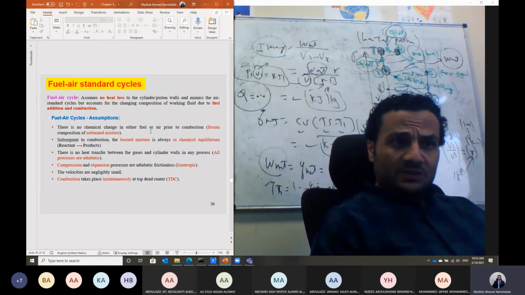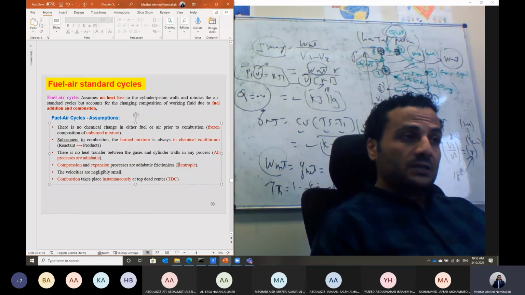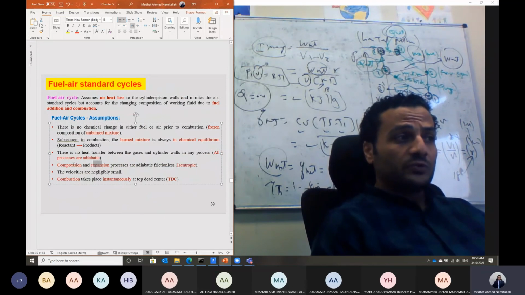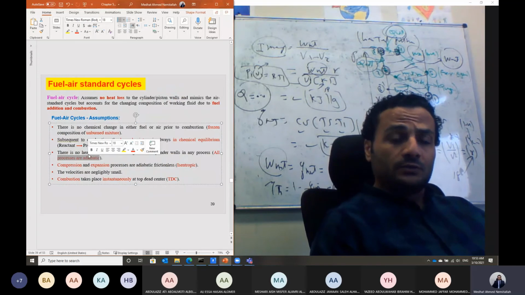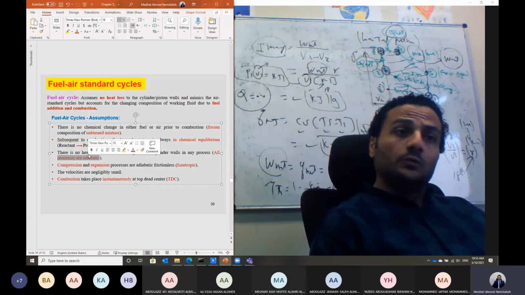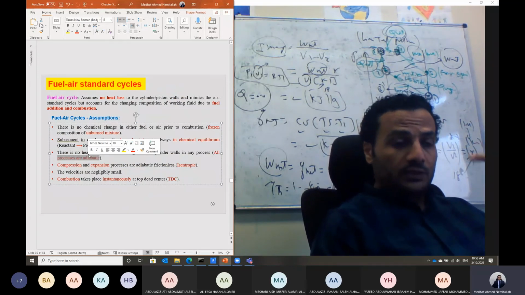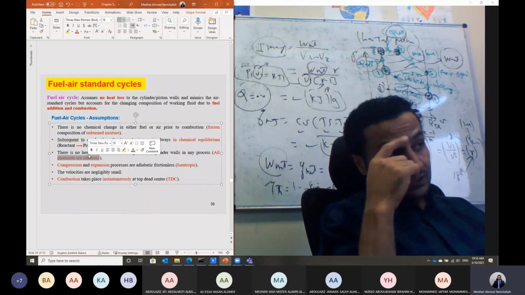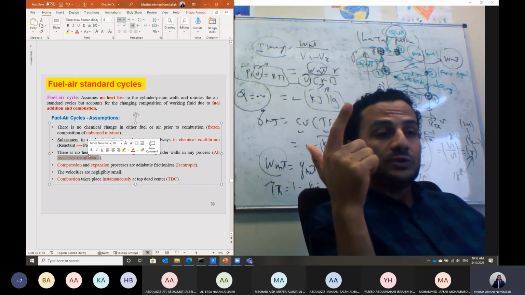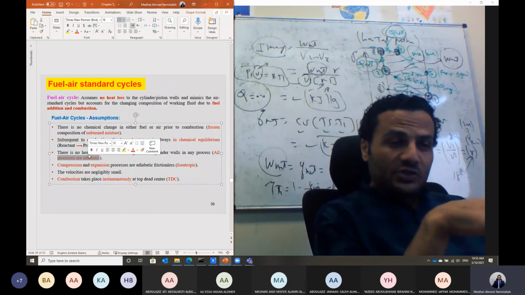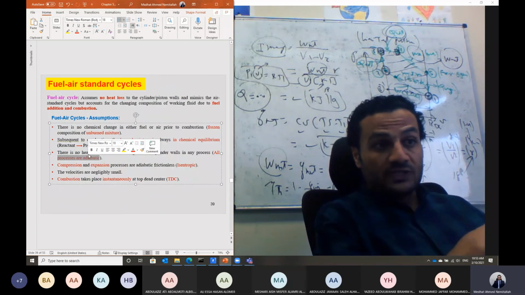But there are still some assumptions. As I told you, the compression and expansion processes are still isentropic, and we still have instantaneous combustion. We assume the combustion takes place at constant volume in the Otto cycle, at constant pressure in the diesel cycle, and part of it at constant volume and the other part at constant pressure in the dual cycle. But in this case, guys, we consider the detailed combustion process, and we can apply the combustion analysis that we have learned.